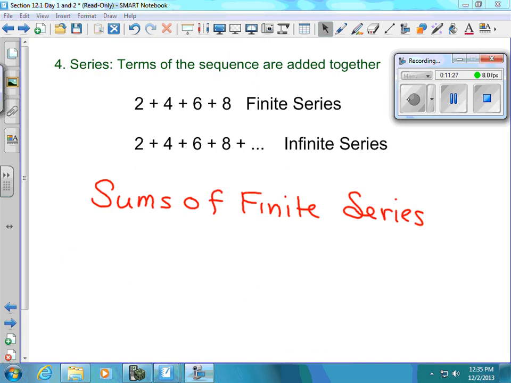Okay, we're going to switch gears here, and we're going to talk about finite and infinite series. Finite series are a series of terms being added together with a start and an end. Infinite series, you keep adding numbers forever and ever. We're going to focus mostly on sums of finite series. There are higher levels of math, in pre-calc and beyond, where you'll look at infinite sums.